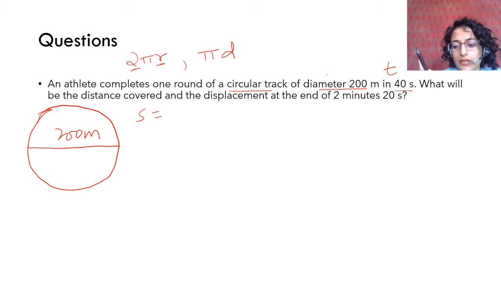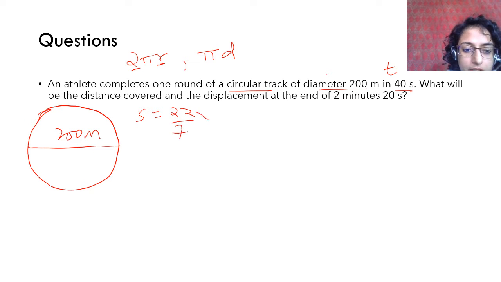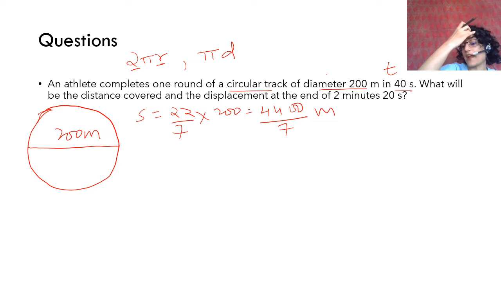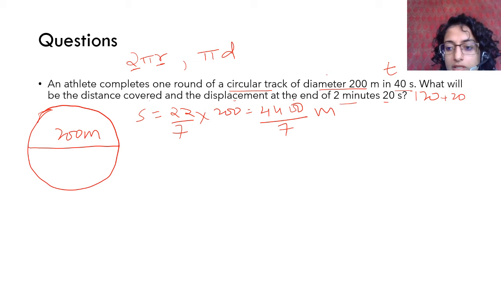2r is diameter, right? 2 into radius. So s is equal to pi d, which is 22 by 7 into diameter, which is 200, which gives us 4400 upon 7 meter. I am going to keep it in fractions because it's easier, instead of using decimals. What will be the distance covered and the displacement at the end of 2 minutes 20 seconds? 2 minutes is 120 seconds and 20 is, so this is 140 seconds.